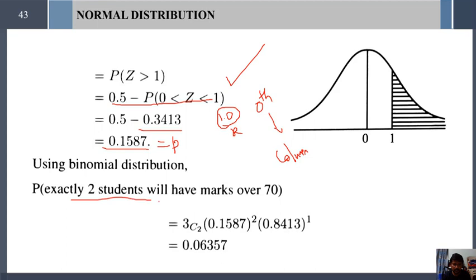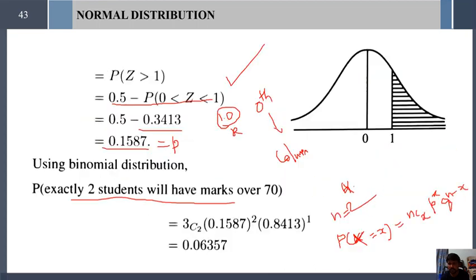Therefore, for the probability that exactly 2 students will have marks over 70, simply substitute x equal to 2 in the probability mass function of the binomial distribution. So the probability of capital X equal to small x is, as usual, the binomial distribution probability mass function, nCx into p to the power x into q to the power n minus x.